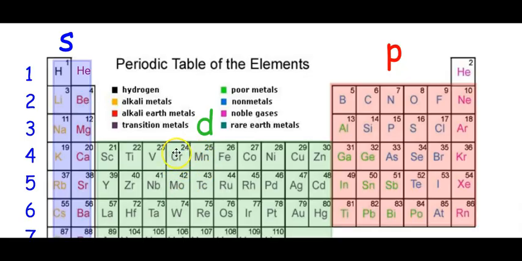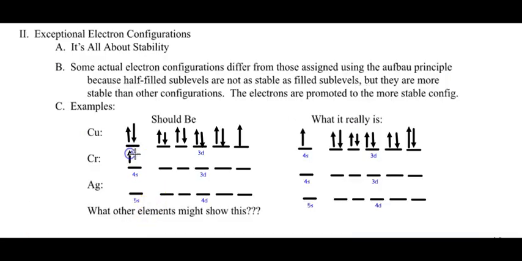Let's go ahead and look at chromium. Here's chromium right here. Start over here again: 4s2, 3d1, 3d2, 3d3, 3d4. So 4s2, 3d4. Let's go back. 4s2, 3d1, 2, 3, and 4. Let's pause and see what I've done here. I have a filled shell and a not-close-to-filled shell. Is there a more stable configuration for this? The answer is yes.